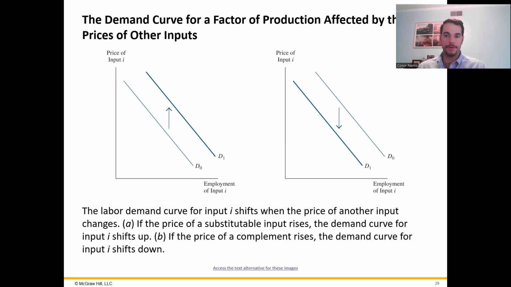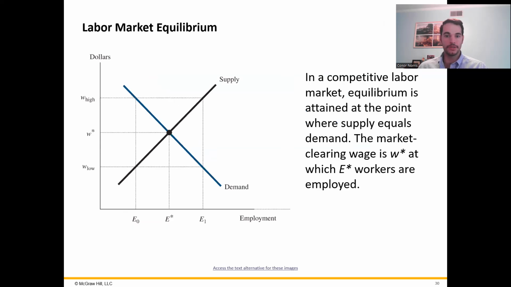Now, if two inputs are complements, then firms will use them together. So if the price of one increases, then they'll use less of both. If the price of both decreases, then firms will use more of both. It's the exact opposite. In this case, think of the same factory using nuts and bolts since they're used together. So if the price of bolts increases, the firms will also use fewer nuts because you're not using one without the other.